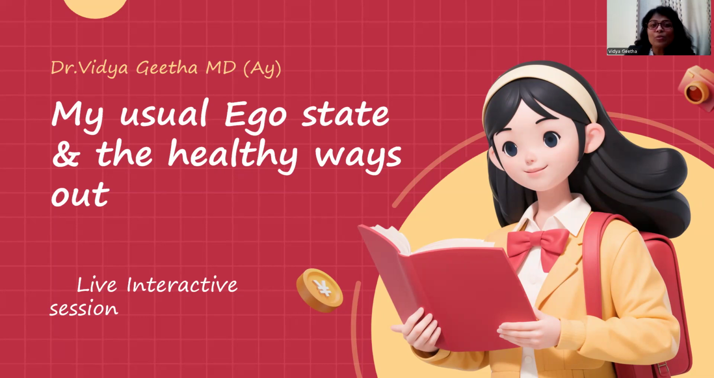The topic is my usual ego state and the healthy ways out. We already know we have three main ego states: parent, adult, and the child. And there are subdivisions functionally for these ego states. And from which ego state do I usually function? When I am stressed, what is the ego state from which I am delivering my responses?